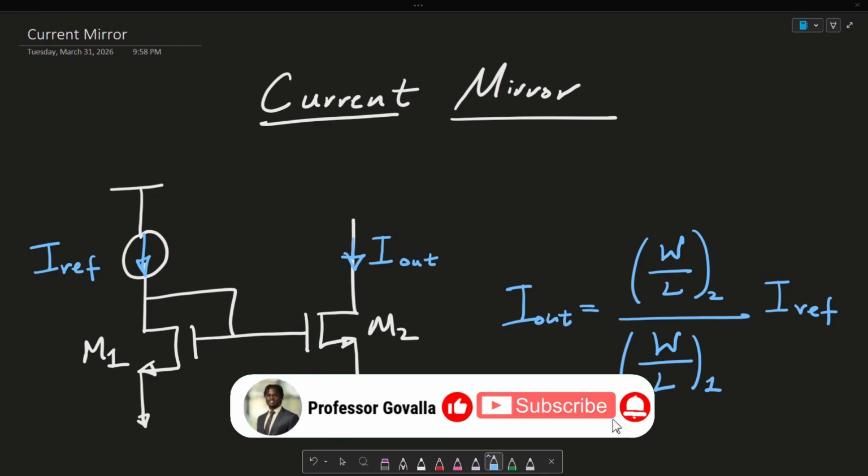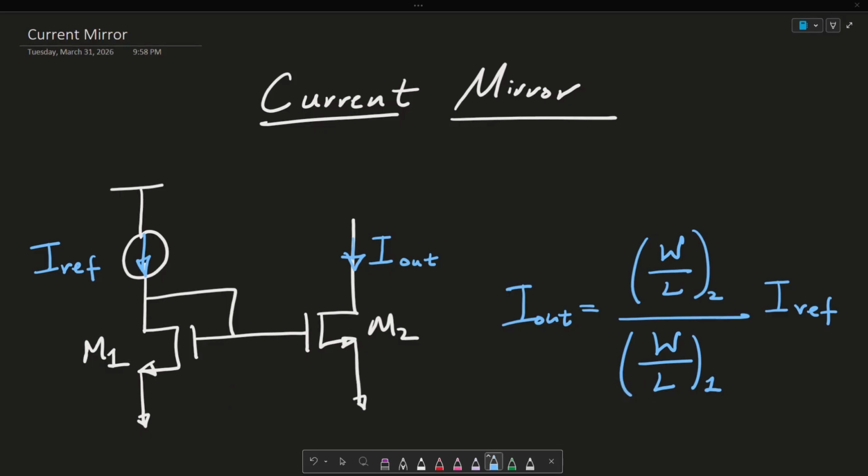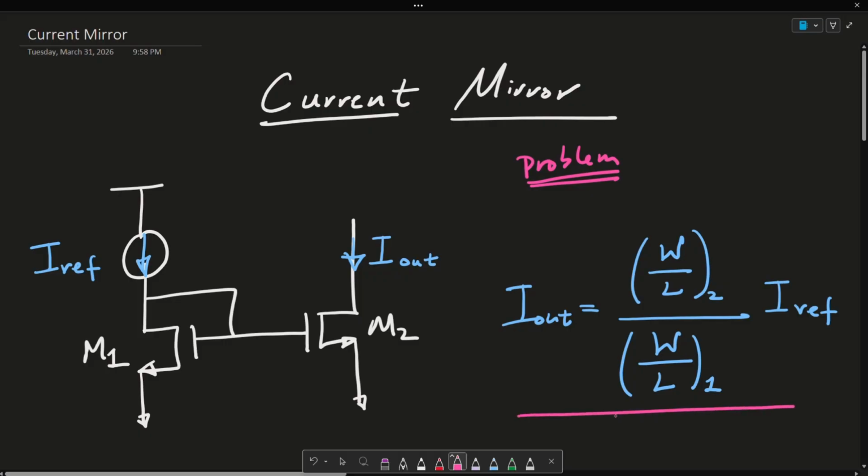My name is Professor Govala, and today I'm going to be talking to you about the current mirror. Essentially, in this video, we're going to dive into the problem which the current mirror helps us to solve in our electronics. And secondly, we're going to derive this current mirror equation here, given by I out, which is the current that is being mirrored through this M2 transistor.